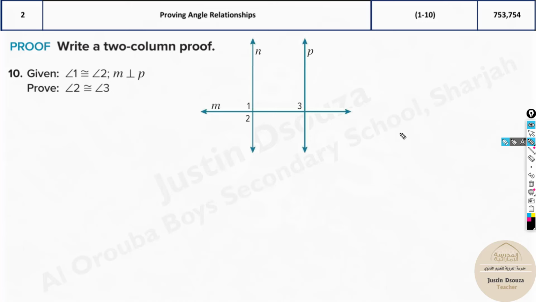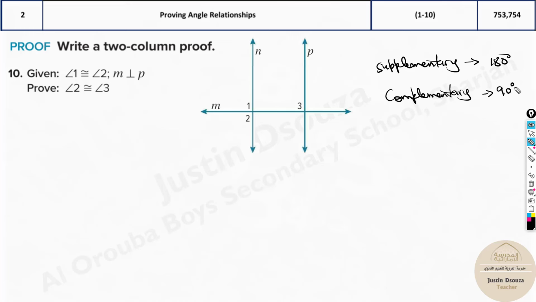This symbol is perpendicular. Let me just write a few things over here. If they are supplementary, they are 180 degrees. If they are complementary, then they will be 90 degrees. Please don't forget this. How I remember is, complement is something told to you when you're right. So this is always the right angle. The right angle is 90 degrees, right? So that is the thing.